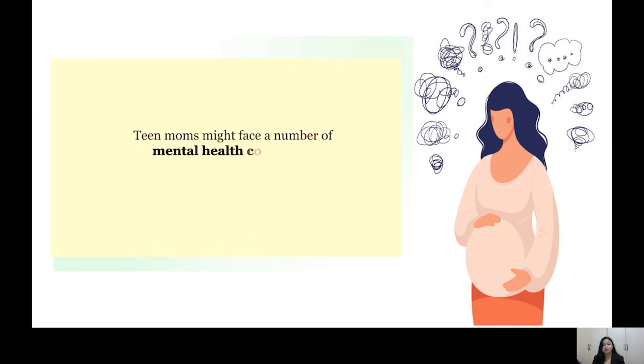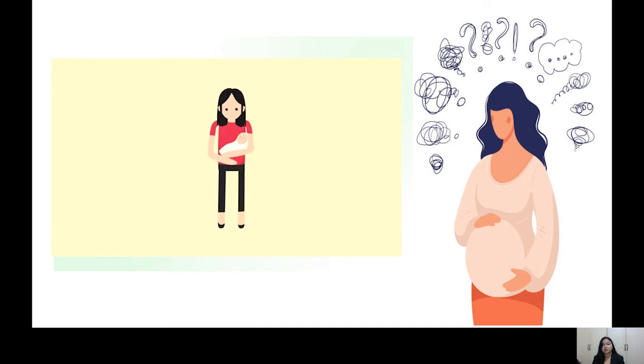Teen moms might face a number of mental health conditions related to childbirth and being a new mom. Examples of these conditions include baby blues. The baby blues are when a woman experiences symptoms for 1 to 2 weeks after giving birth. Depression. Being a teen mom is a risk factor for depression. If a mom has a baby before 37 weeks or experiences complications, depression risks can increase.